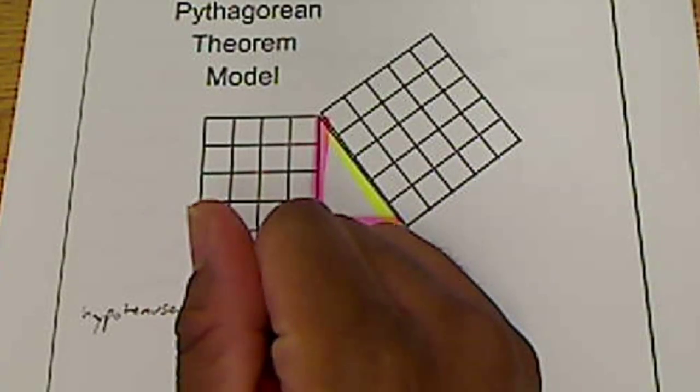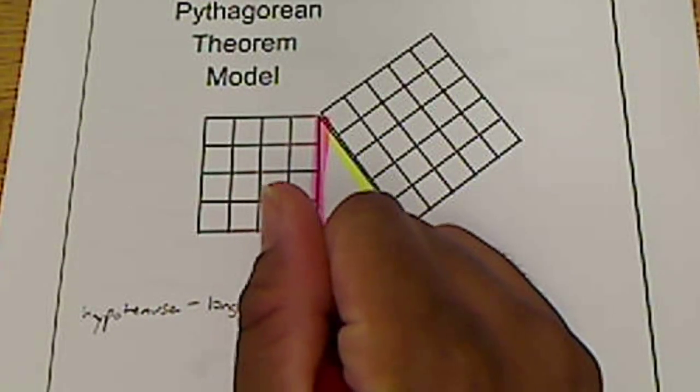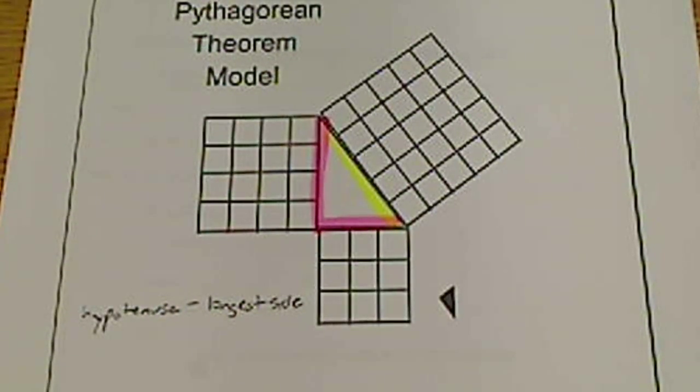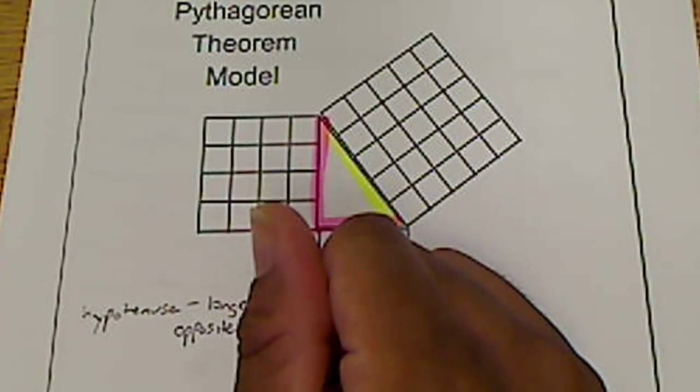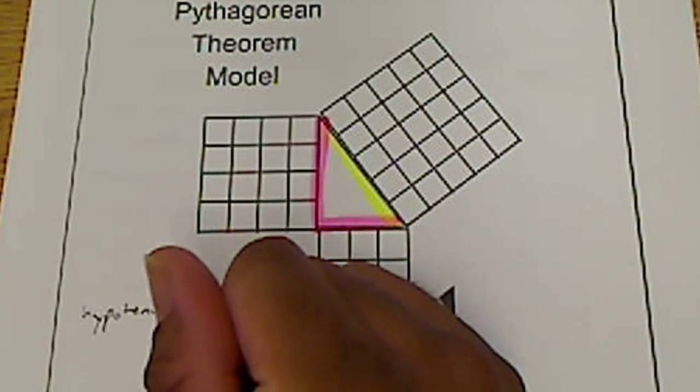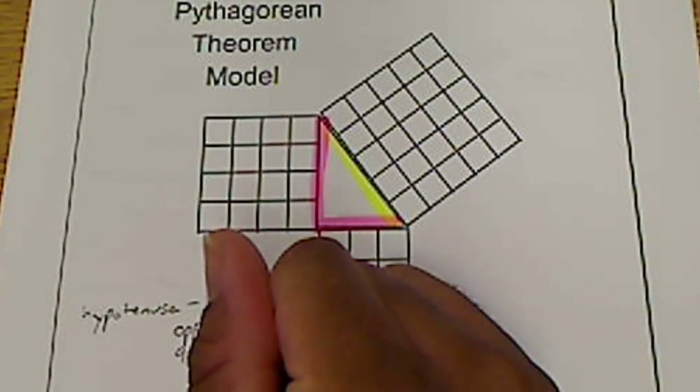is the longest side. And it's also opposite the 90-degree angle.